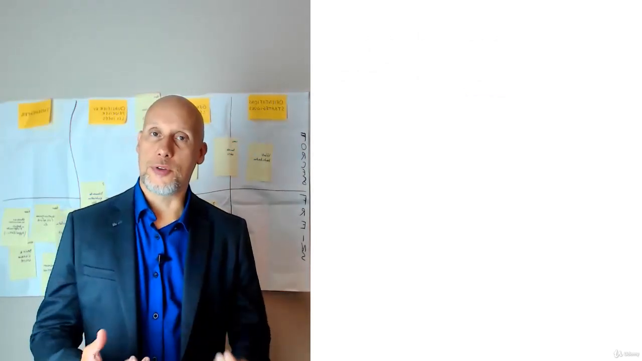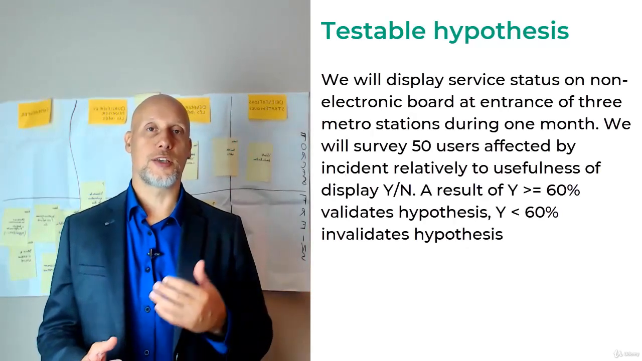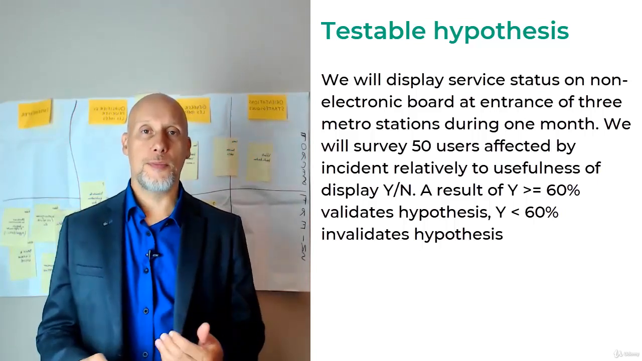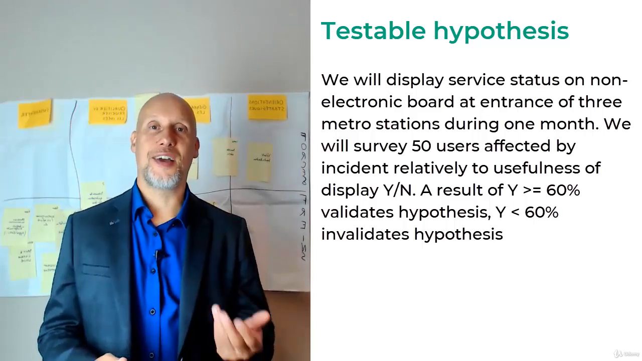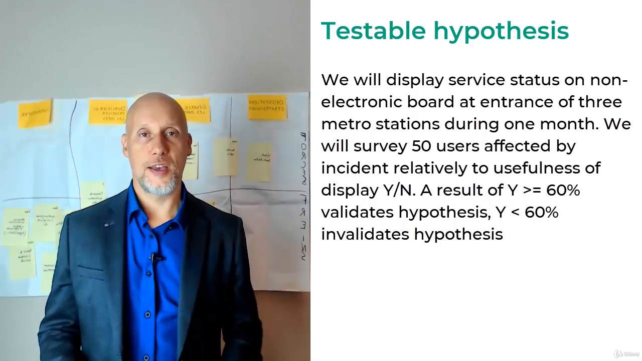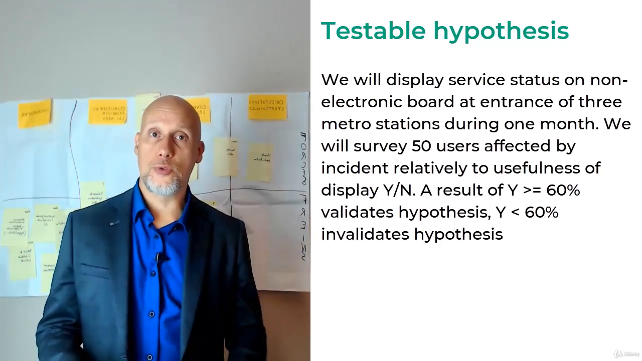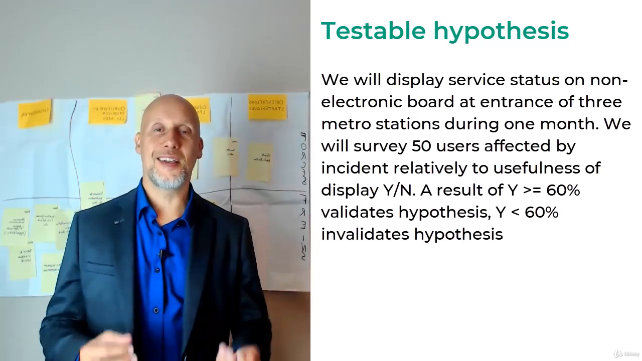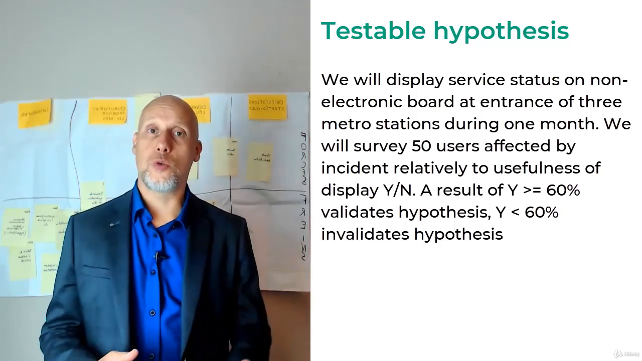One testable hypothesis that we could experiment is this one. We're going to install a non-electronic board for service status for the metro in front of 3 metro stations during 1 month. And when there is an incident affecting these metro stations, we're going to survey at least 50 people with one question, whether this display was useful or not to them. We consider this hypothesis validated if at least 60% of respondents answer yes, and invalidated in all other cases.